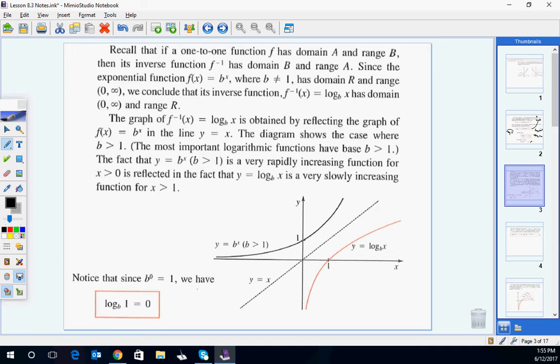One simple thing, log any base of 1 has to be 0. Right? Any log of 1 has to be equal to 0. Why? Because remember, b to the 0 is 1. So anything to the 0 is 1. 10 to the 0, 20 to the 0, all that stuff. Just kind of exponential truth there.